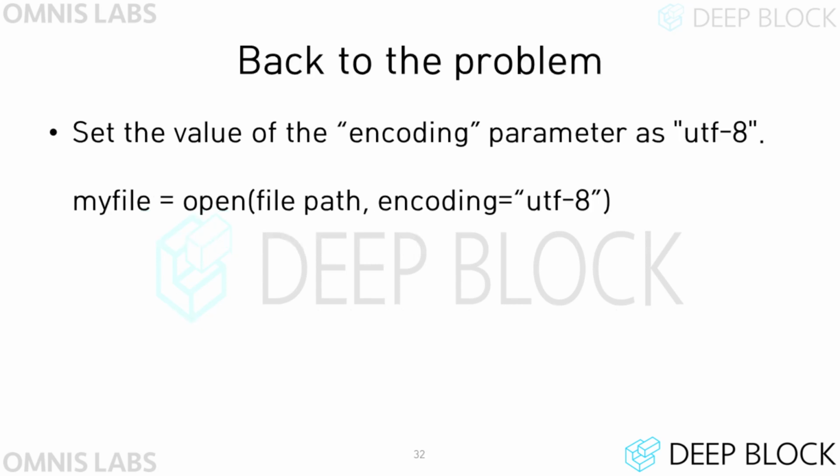Let's see how to fix the error we saw earlier. For example, if a file is created using Unicode encoding, when we open this file using the open function, we just need to pass an argument UTF-8 to the encoding parameter. This allows us to read even files written in Unicode.